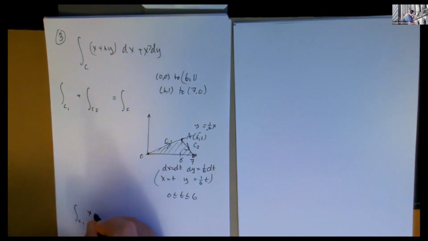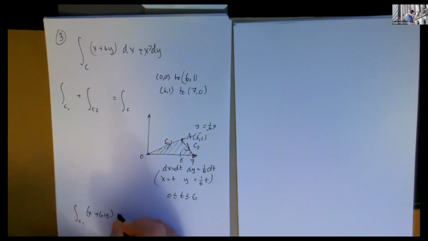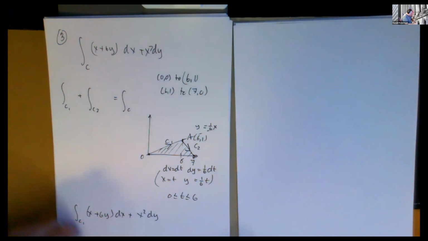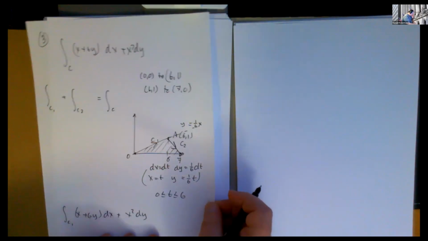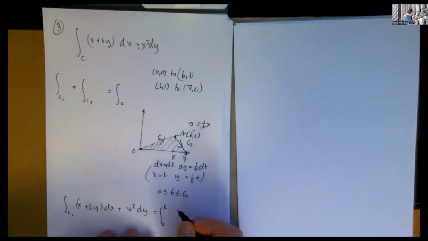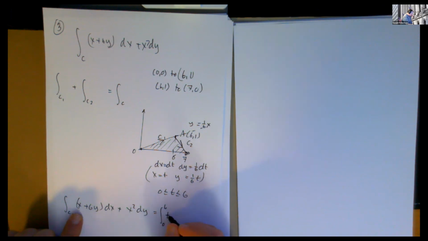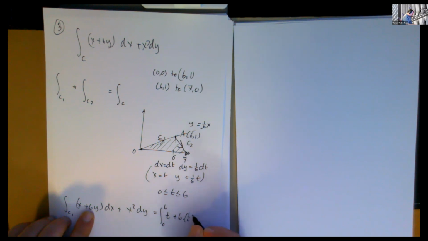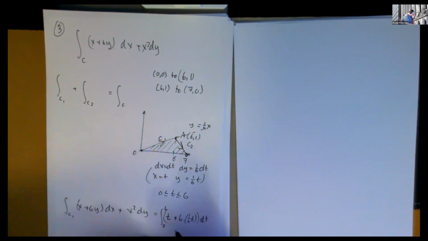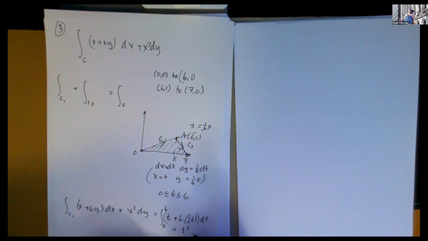It's going to be (x plus 6y) dx plus x squared dy. So here goes. It's going to be the integral from 0 to 6, because that's t. The x is going to be replaced by a t. The 6y is going to be replaced by 6 times 1/6 t. The dx is going to be replaced by a dt. Plus an x squared is going to be replaced by a t squared. And the dy is going to be replaced by 1/6 dt.